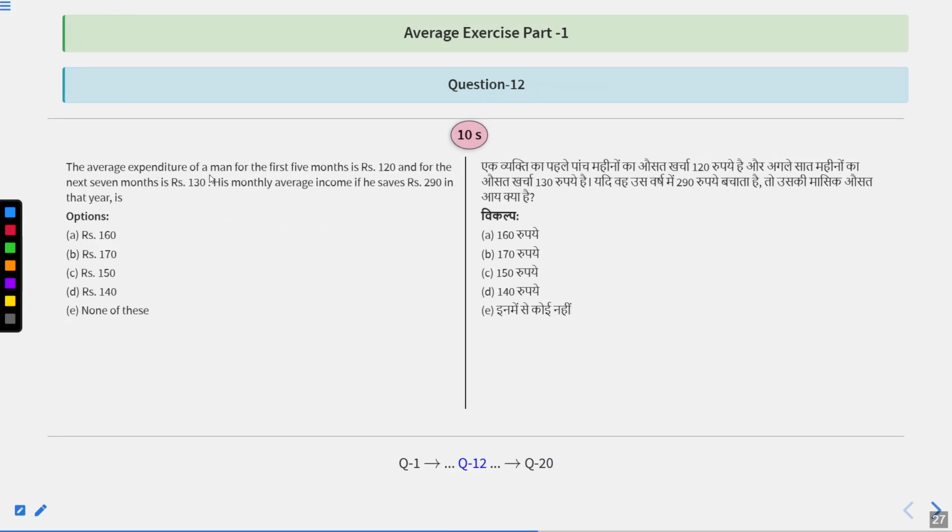The average expenditure of a man for the first 5 months is rupees 120 and for the next 7 months is rupees 130. His monthly average income, if he saves rupees 290 in that year, is? You have 5 options and 10 seconds to analyze the question. Your time starts now. Time's up. Let's see the solution.